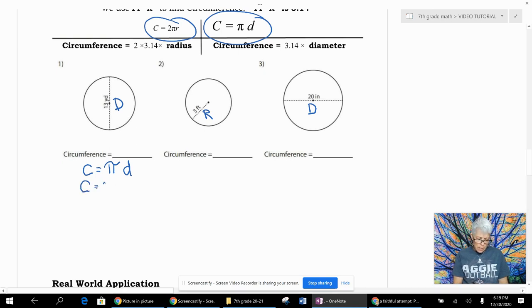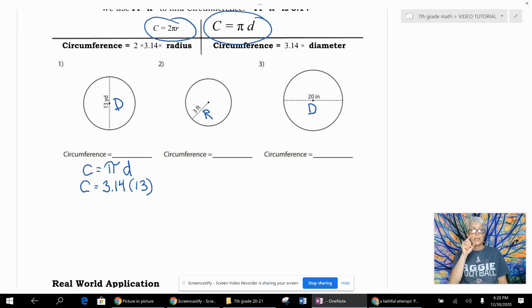We always know what pi is. It's 3.14. And then they told us that the diameter is 13. So that would be times 13. Now, instead of making the times sign, I'm going to put the 13 in parentheses because we're kind of getting away from using the X, the times sign.